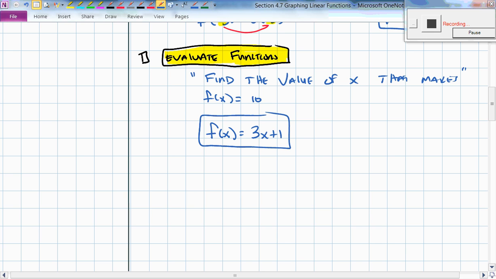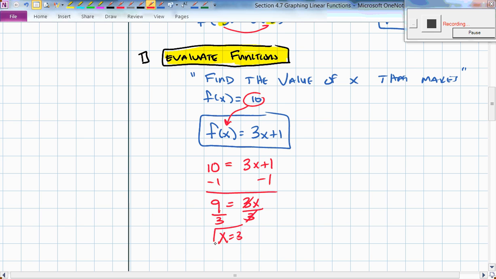Yes, he's absolutely right. He says you plug in 3, and 3 times 3 is 9, 9 plus 1 is 10. So essentially what we're doing is we're setting f of x equal to 10. So basically we're saying 10 is now equal to 3x plus 1, and we solve for x just like Aaron did. So we're going to subtract 1. So we get 9 is equal to 3x. We divide by 3's. So x must be equal to 3.